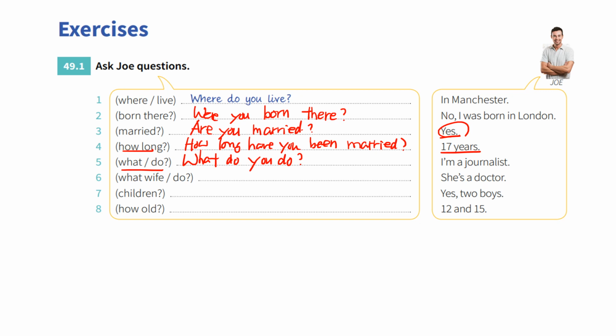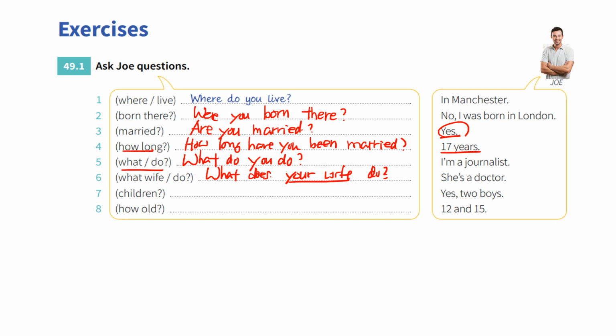What wife do? So this is the wife's job. And then your wife. So do, this is third person singular. What does your wife do? And then she is a doctor.